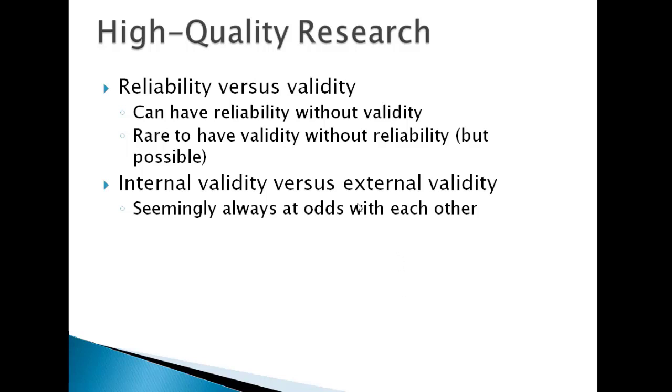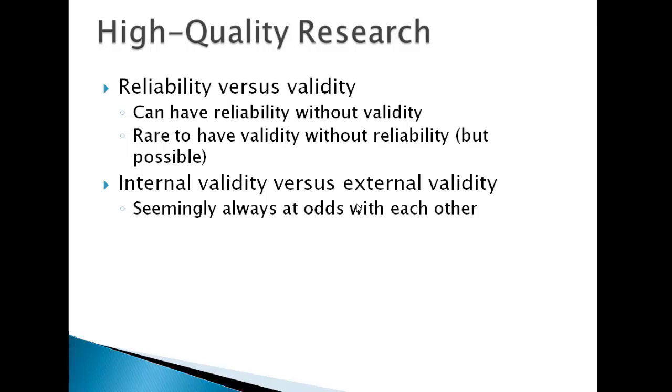Now, there are many different types of reliability, many different types of validity. We're going to talk about one specific example here because it relates highly to abnormal psychology research. And this is internal validity versus external validity. So validity in general means measuring what you're supposed to be measuring. But there are different types of validity. Internal validity refers to making sure that your independent variable is the only thing that impacts your dependent variable.